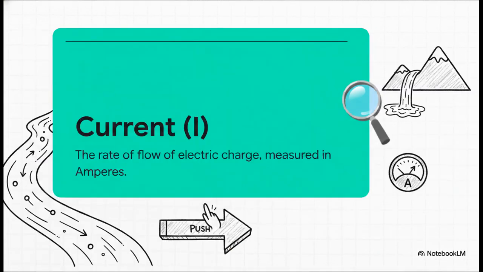Now, once you have that push, you get movement. And that brings us right to current, represented by the letter I. The source material defines it as the rate of flow of electric charge. So if voltage is the push, current is simply the flow. It's the steady stream of those tiny charges, the electrons, moving along a conducting path over time. And it's measured in amperes. So just picture a gentle river. The steepness of the mountain, that's the voltage pushing the water. And the actual water moving past you, that's the current. It really is that straightforward.